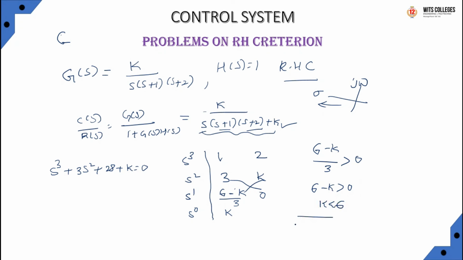That means the value of K is 0 less than K less than 6. That means the system is stable in between 0 to 6. The value of K is 0 to 6. In this way we find the value of K by using open loop to closed loop. These are the problems on RH criteria. Okay, thank you.